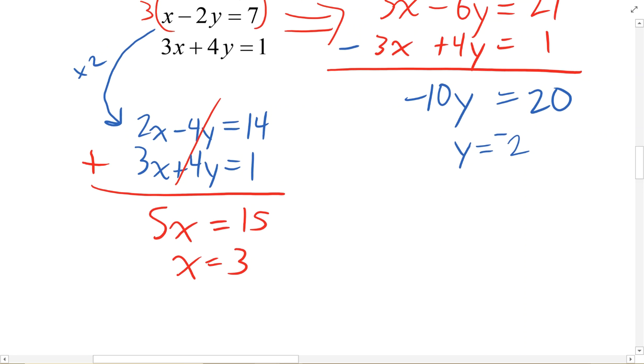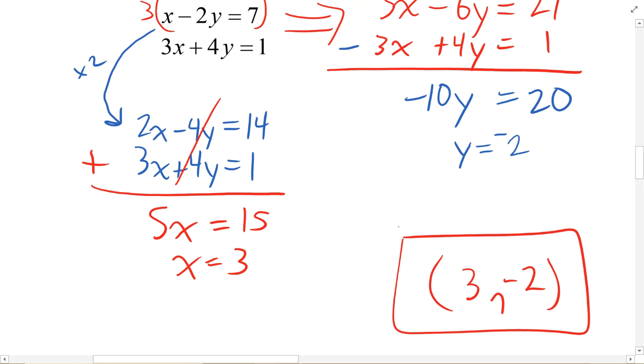Well, that's pretty smooth, isn't it? Love it. What's the answer then? 3 comma negative 2 with brackets right off the bro. And in a box, so it's easy for Mr. Barker to see.